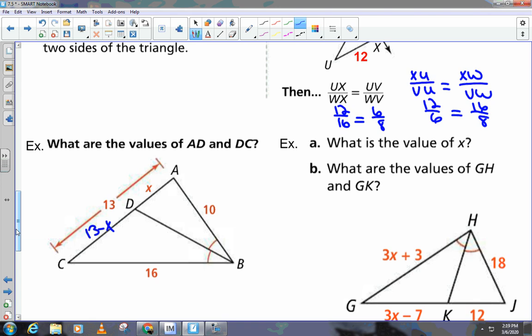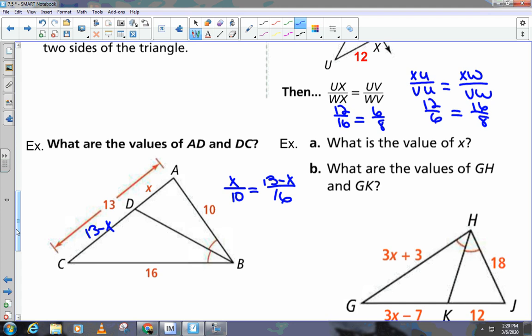And so now I can set up my proportion. All right? So I can take x and marry it up with 10. So x is to 10. Stay on your own side. Stay right with the one that's next to it, and you'll be good. And then 13 minus x is to 16. Okay? So x is to 10, 13 minus x is to 16.